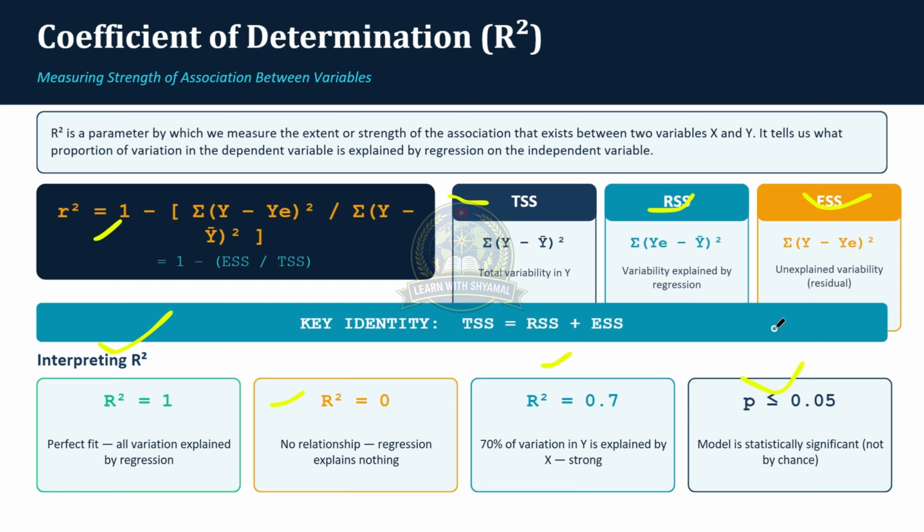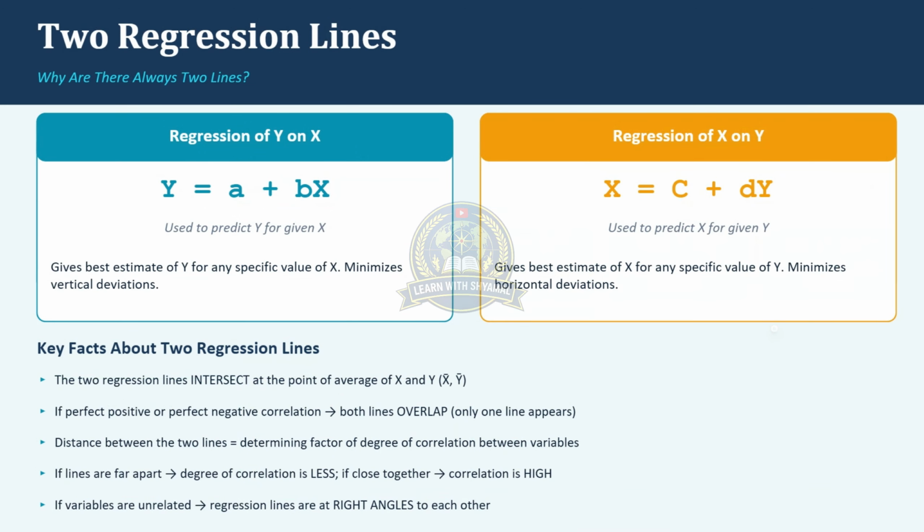P less than 0.05: the model is statistically significant, not by chance. Two regression lines. Why are there always two lines?